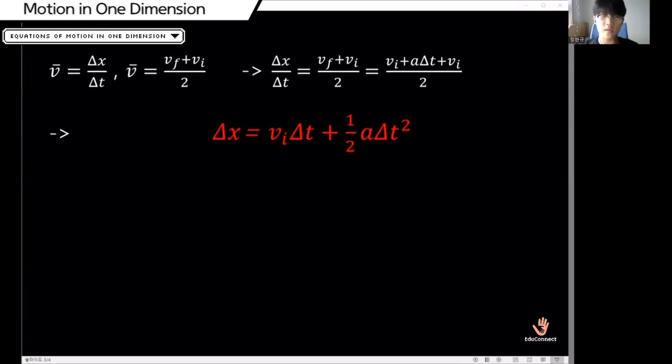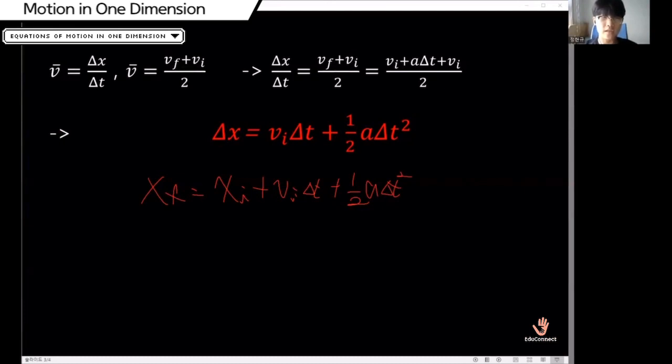Sometimes it is written with the delta x expanded and solved for x final, like x final is equal to x initial plus v initial delta t plus 1/2 a delta t squared. So that means that the position of an object at any given moment in time is equal to the initial position plus the initial velocity multiplied by the time interval plus 1/2 the acceleration multiplied by the time interval squared.